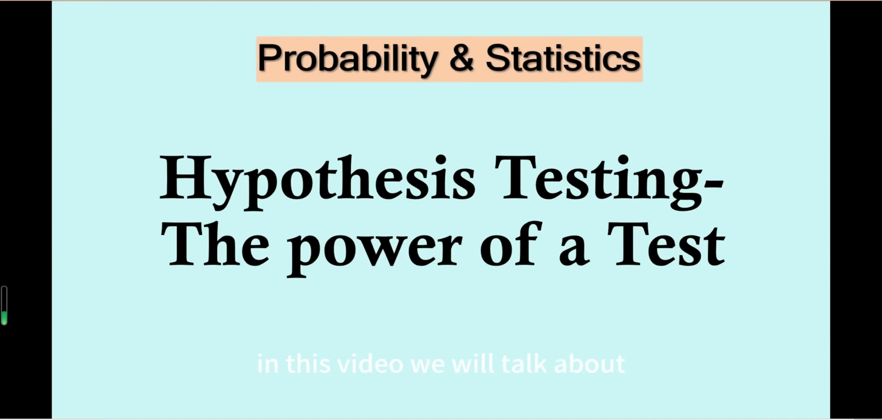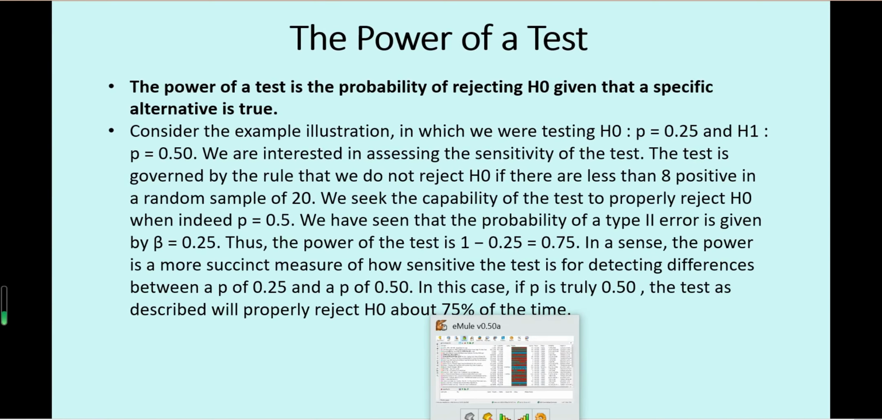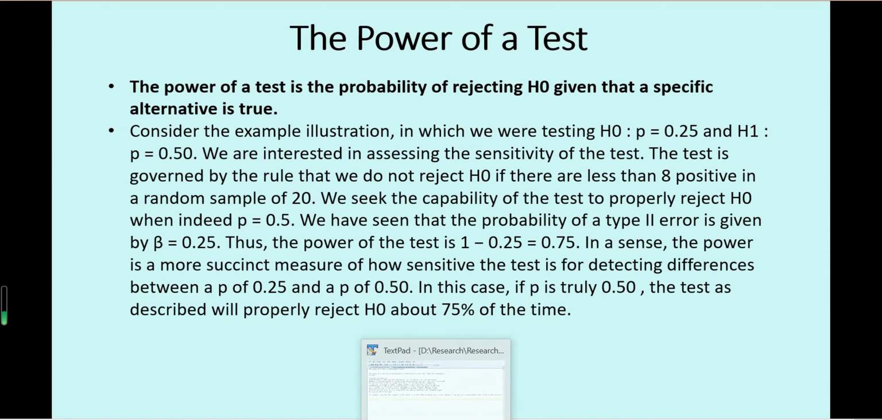In this video, we will talk about a notion in hypothesis testing. It is called the power of a test. The power of a test is the probability of rejecting H0 given that a specific alternative hypothesis is true.